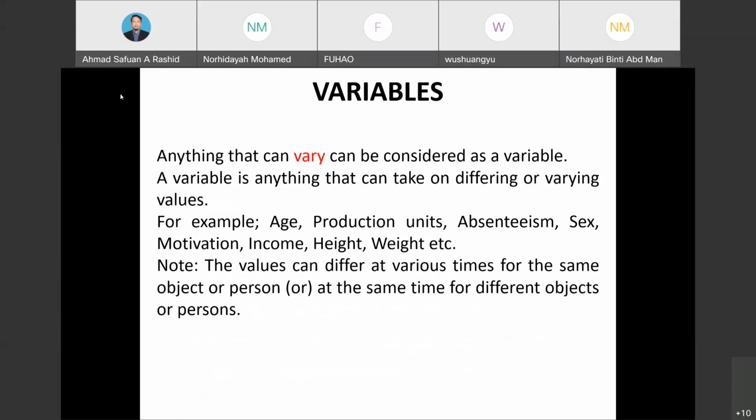Now we move on to the variable or parameter. Anything that can vary can be considered a variable. A variable is anything that can take on differing or varying values. For example, age, production unit, absenteeism, sex, motivation, income, height, weight. The value can differ at various times for the same object or person, or at the same time for different objects or persons. So that is a variable or parameter.